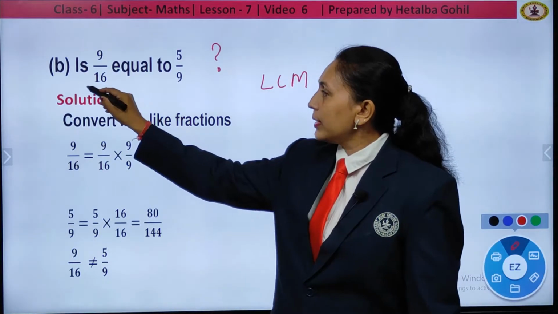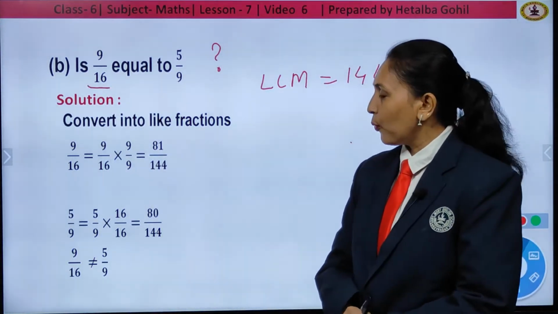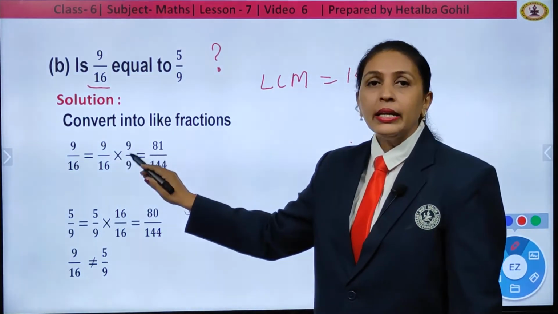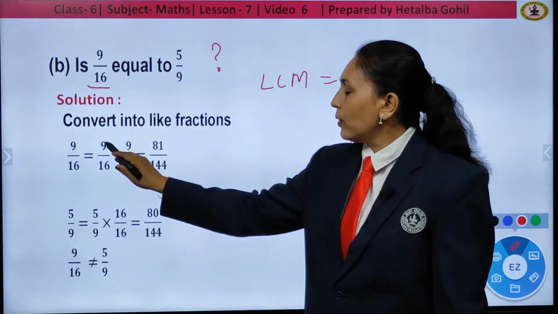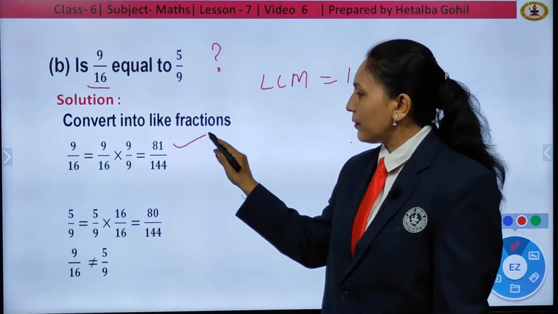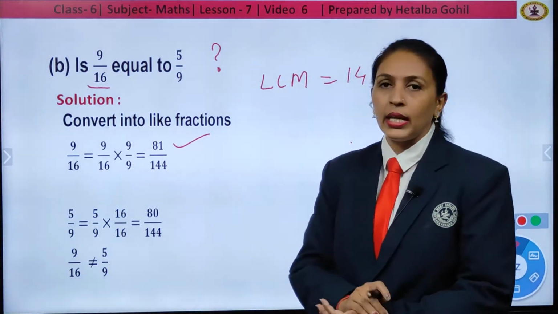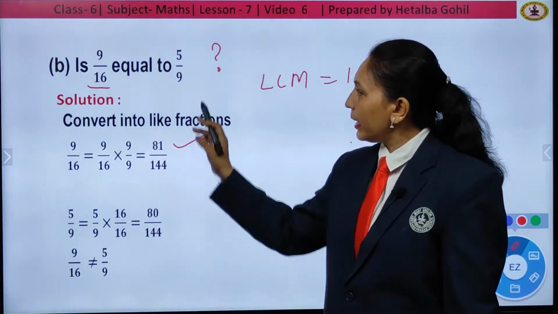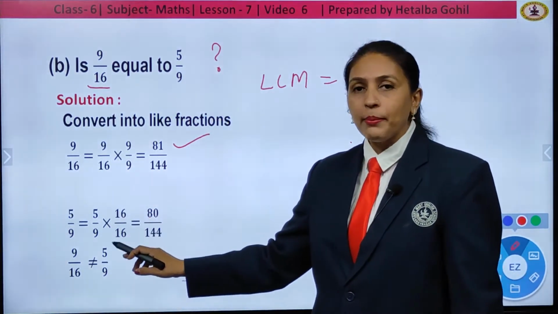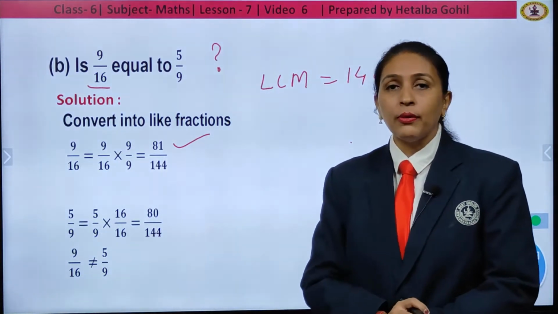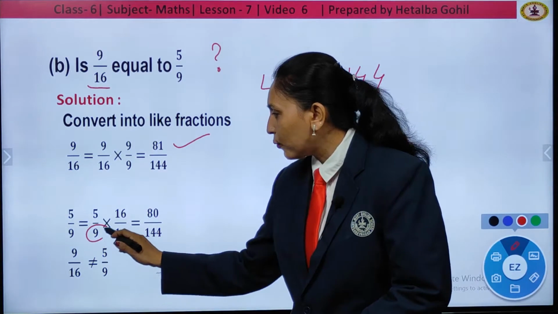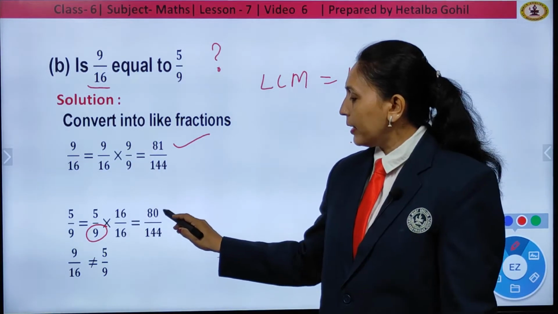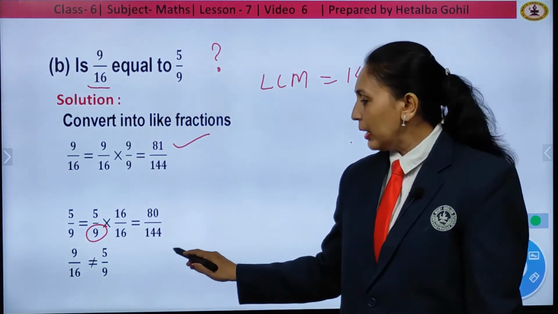Now let us convert 9 by 16 with the denominator 144. So 9 by 16, if I want to convert to 144, I will multiply 9 upon 9. So now multiply the numerator, 9 9s are 81 and 16 9s are 144. Okay, so you can see 16 converted to 144. Similarly, 5 by 9. If I want to convert 5 by 9 to the denominator 144, that is, 9 I have to convert to 144. Okay, so I will multiply 16 upon 16 and if I multiply the numerator, I will get 80 upon 144.